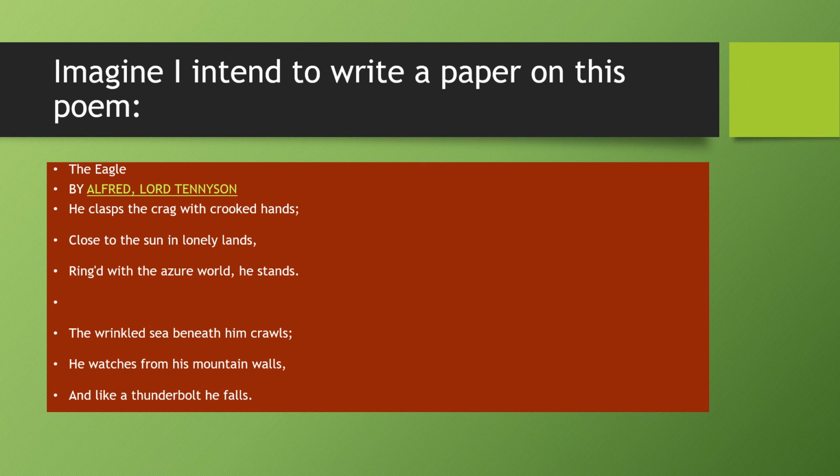And this is the paper that I'm imagining I would intend to write about. This is The Eagle by Alfred Lord Tennyson. I'm just going to read it to you. He clasps the crag with crooked hands, close to the sun in lonely lands, ringed with the azure world he stands. The wrinkled sea beneath him crawls, he watches from his mountain walls, and like a thunderbolt he falls.